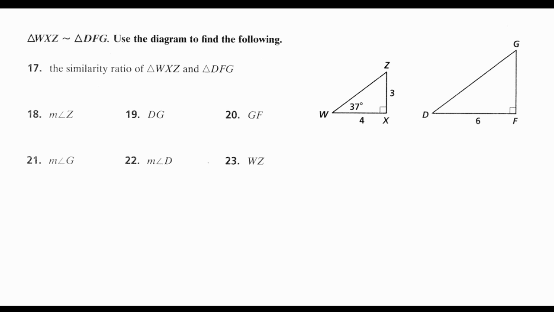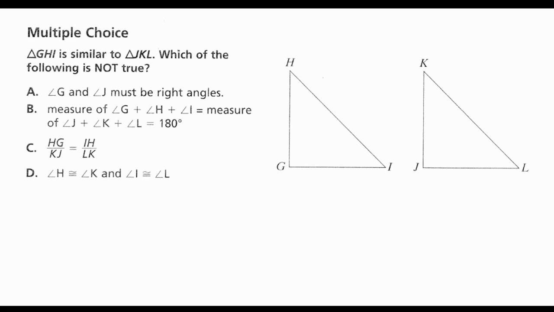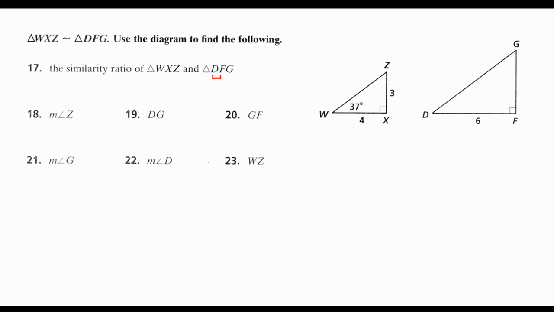Notice that if I follow the order of the letters, if I look at the triangle WXZ, I've got two different side lengths given. I've got ZX and WX. But if I look at the second triangle, there's only one side given, DF. Notice that DF is the first two letters, and so is WX. So those are the two sides that I want to focus on.